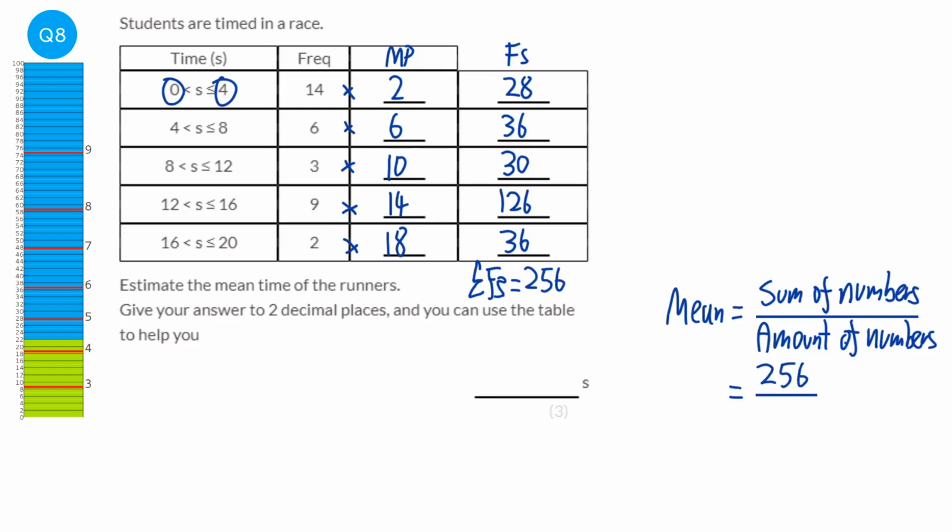And we need to find out how many numbers there are. Well, the frequency column will tell us how many numbers there are, so we're just going to add all of those up together. So we're going to find the sum of the frequency, which is 14 plus 6 plus 3 plus 9 plus 2, which is 34. And when we do 256 divided by 34, we get 7.529... It says it wants it to 2 decimal places, so we're going to round it to 7.53.